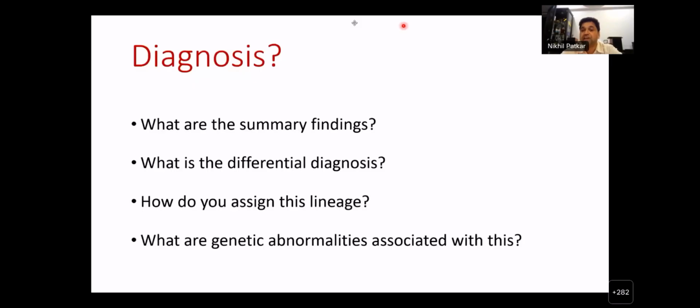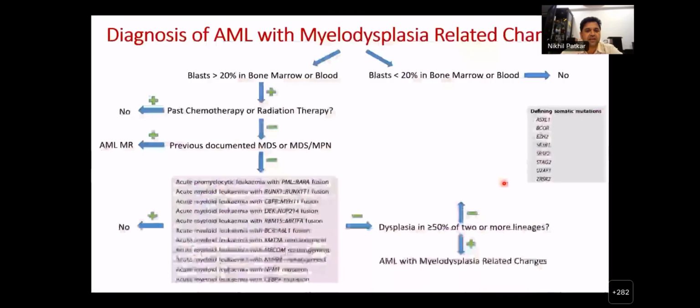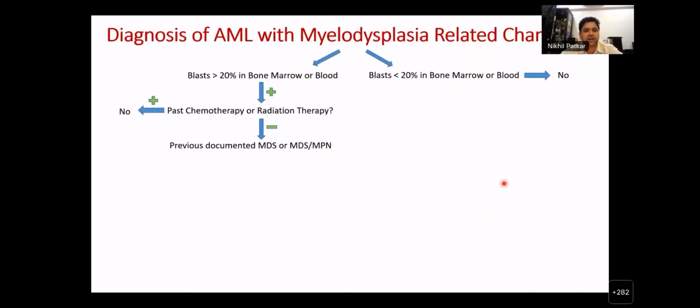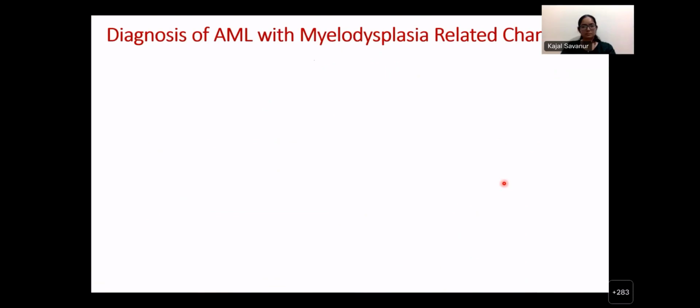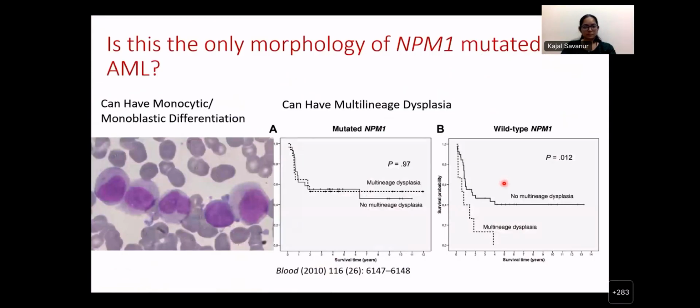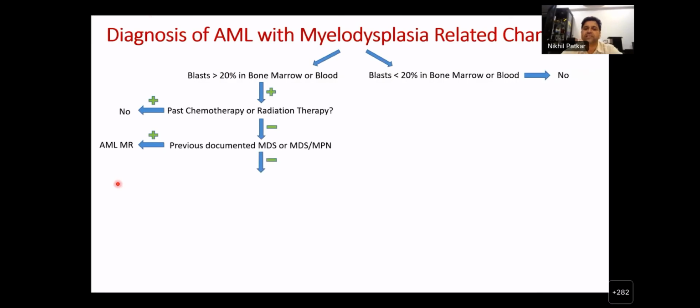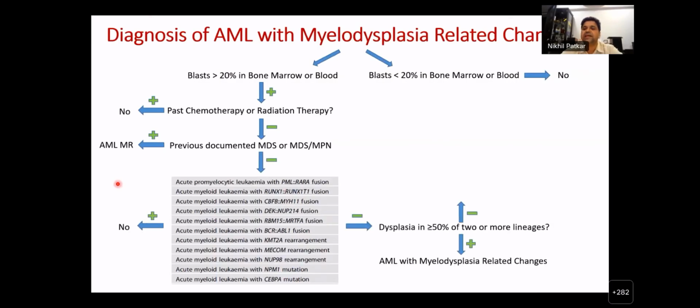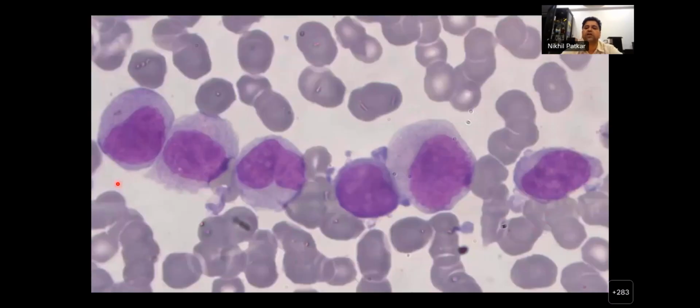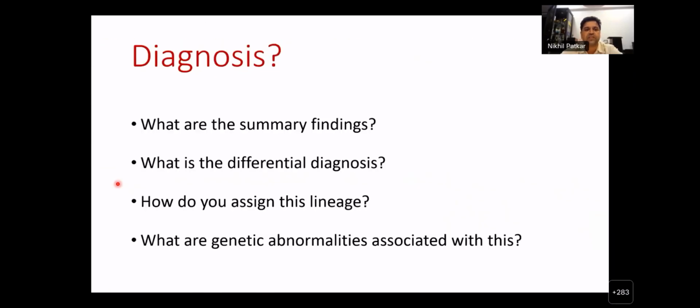So why? Because monoblastic leukemia has a particular definition. If you see 80% or more monoblasts, which means if you see 80% of cells that look like this, or like this, only then can you say monoblastic leukemia. Otherwise, you cannot say monoblastic leukemia. You can just say acute leukemia with monocytic differentiation. It is in fact not even important to diagnose monoblastic leukemia because the therapy really doesn't matter.